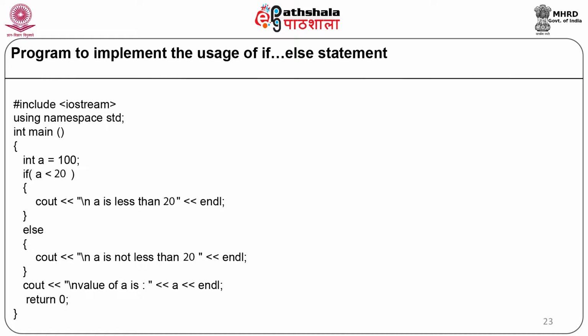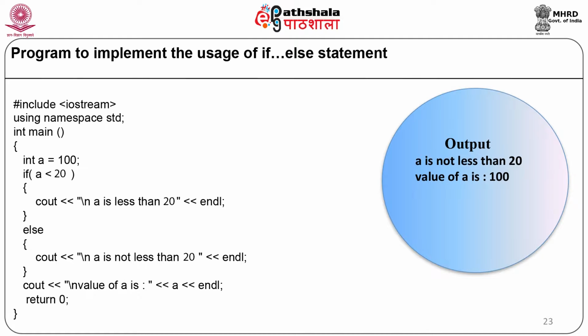Now, here the condition will be checked for the value of a. If it is less than 20, the true part will be executed, and if the condition is false, then the else part will be executed. When the above code is compiled and executed, it will produce the result: a is not less than 20, and the value of a is 100. So, here we are not taking the input from the user, but we have assigned the value 100 to a. So, our first condition, a less than 20, is false. So, it will display the message a is not less than 20.